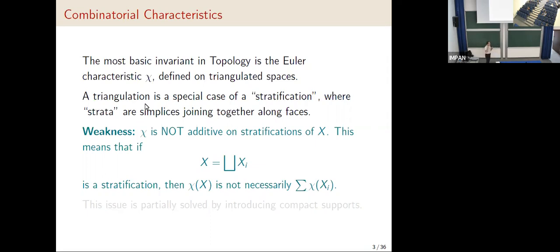But when you want to compute this, you cannot take naively the Euler characteristic of X as the sum of the Euler characteristics of the pieces. It would be wonderful. Basically, this is what I want to do eventually. This issue is resolved if you work with the Euler characteristic with compact supports.